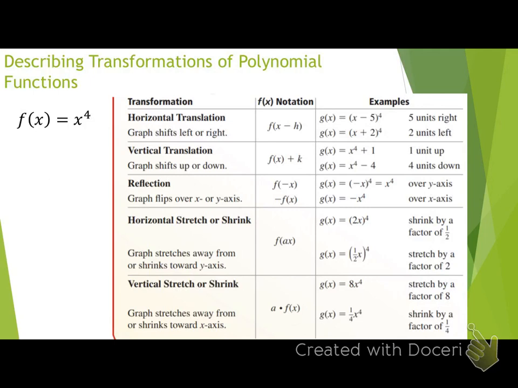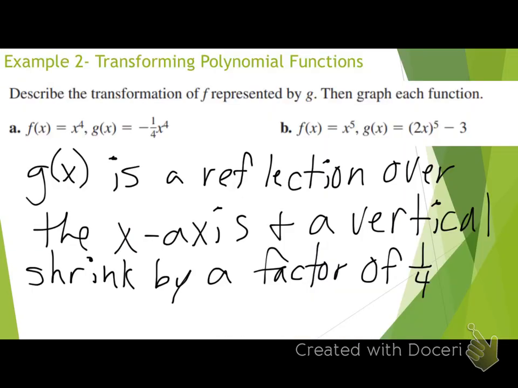And then for horizontal stretch or shrink, if your a value is greater than 1, it's a shrink, by a factor of 1 over a. If your a value is between 0 and 1, that'd be a horizontal stretch by a factor of 1 over whatever that fraction is. There are a lot of numbers between 0 and 1, like 1/2, 3/4, 1/4, 1/5, 2/5. So those are the only 2 transformations, correct? Yeah. So now I can graph them.